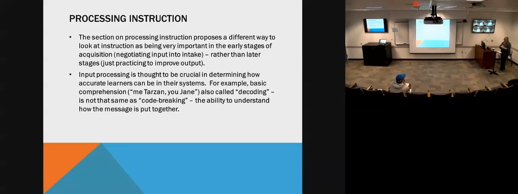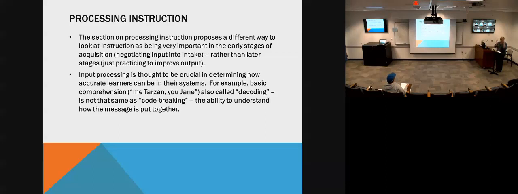So code breaking is this idea of sort of pidginized output. You know, me Tarzan, you Jane, right? You know what everybody's saying, and you understand it, and you can produce it. So it's decoding what's being said. But code breaking is the idea of being able to take that message, whatever it is, and analyze it down into parts that you can then re-put together so that your accuracy improves, right?